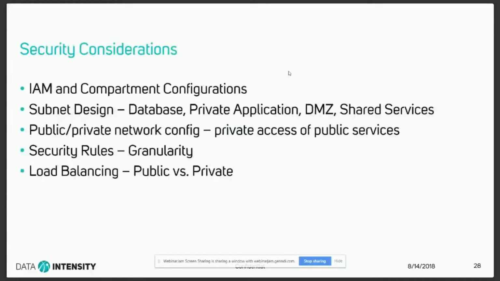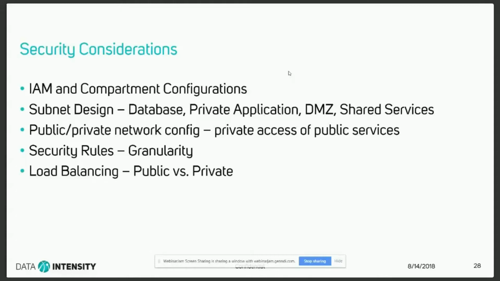From a security perspective, I've talked through a little bit about the identity and access management policies, as well as the compartment configurations and the trade-offs there. We've talked about the subnet design and how we would typically see that within a customer. You also need to think through public and private network configurations. So if you do have a dedicated FastConnect, you do have the ability of accessing public services like object storage over that private line. And there are ways to design for that.